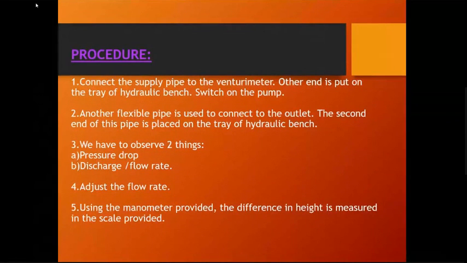So now I will tell the procedure part of this experiment. First, we will connect the supply pipe to the Venturimeter. The other end is put on the tray of the hydraulic bench, and we switch on the pump. Another flexible pipe is used to connect the outlet. The second end of this pipe is placed on the tray of the hydraulic bench. After that, we have to observe two things: first, pressure drop, and second, discharge or flow rate. After that, we will adjust the flow rate, and using the manometer provided, the difference in height is measured on the scale provided.